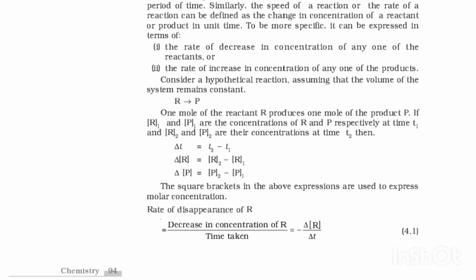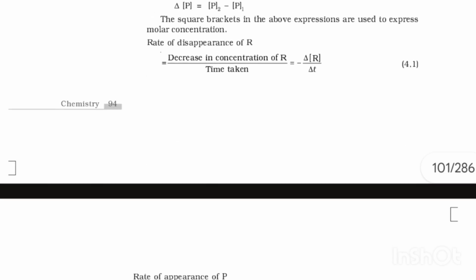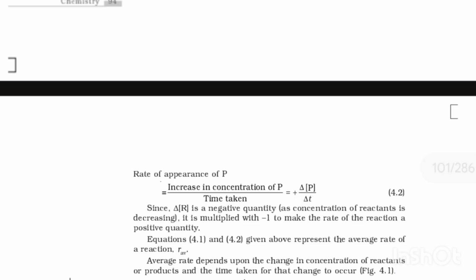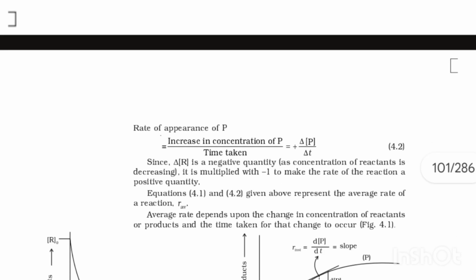The square brackets in the above reaction are used to express molar concentration. So the rate of disappearance of R equals the decrease in concentration of R divided by the time taken, which equals minus delta R upon delta T. Similarly, the rate of appearance of P equals the increase in concentration of P divided by the time taken, which is equal to plus delta P upon delta T.